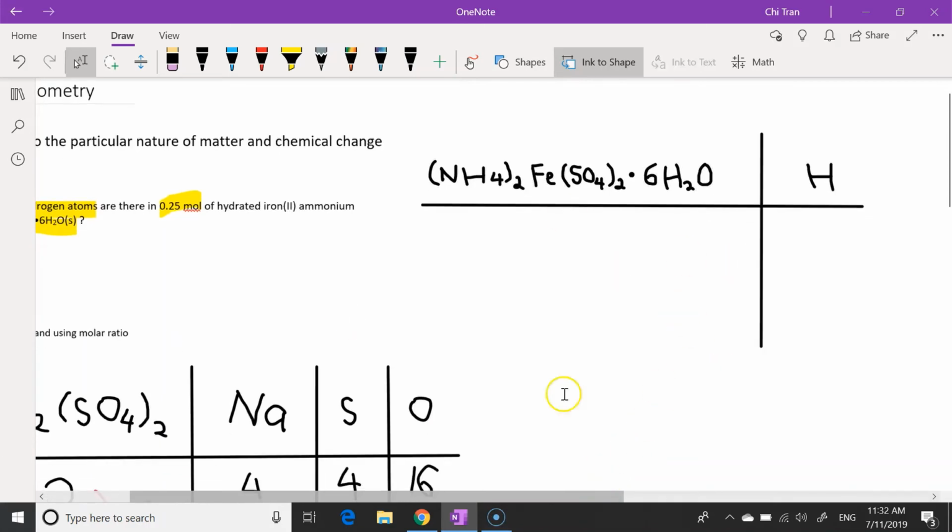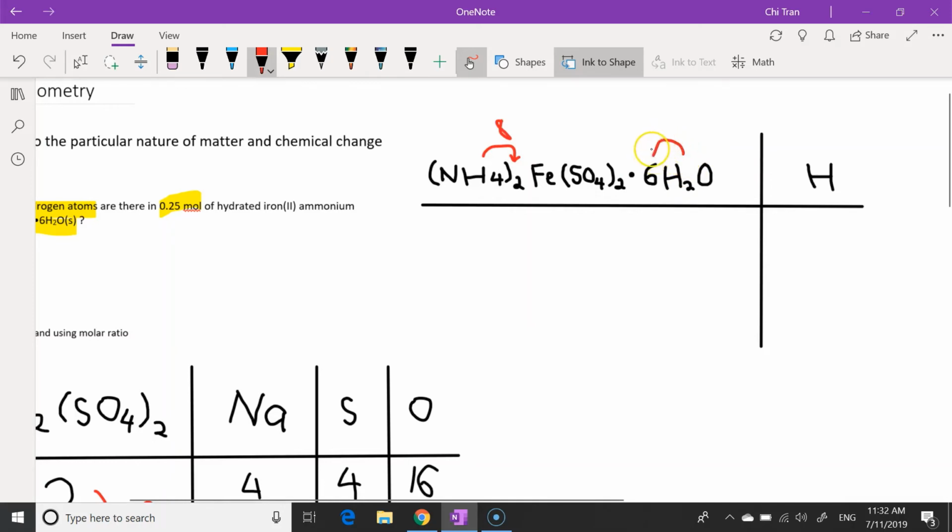Back to the question, we can draw a table like the example, but we only need to fill out H as the individual atoms. So let's start with the first H. So there's 4H, and times by the number outside the bracket, you get 8. And the second H, we have 2H times by the coefficient of 6, that gives us 12. So you just add 8 and 12 together, you get 20 H atoms in total.